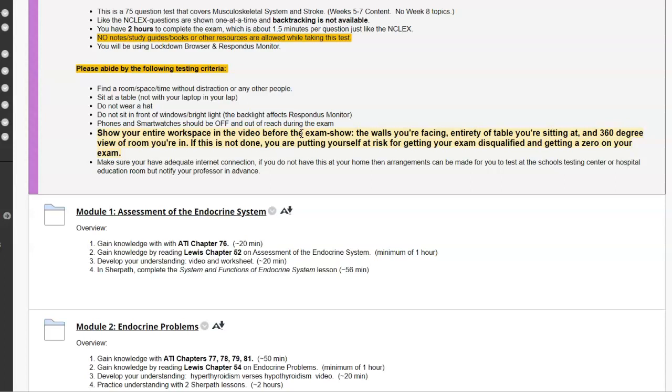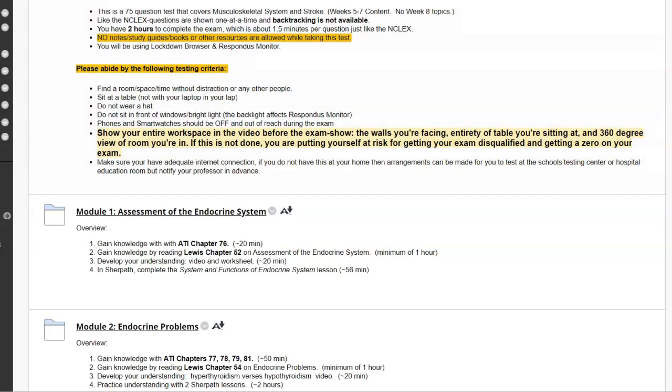And make sure that you have adequate internet connection. If you do not have this at your home, then arrangements can be made for you to test at the school's testing center or hospital education room. But please notify me in advance if you do not have adequate internet at home.